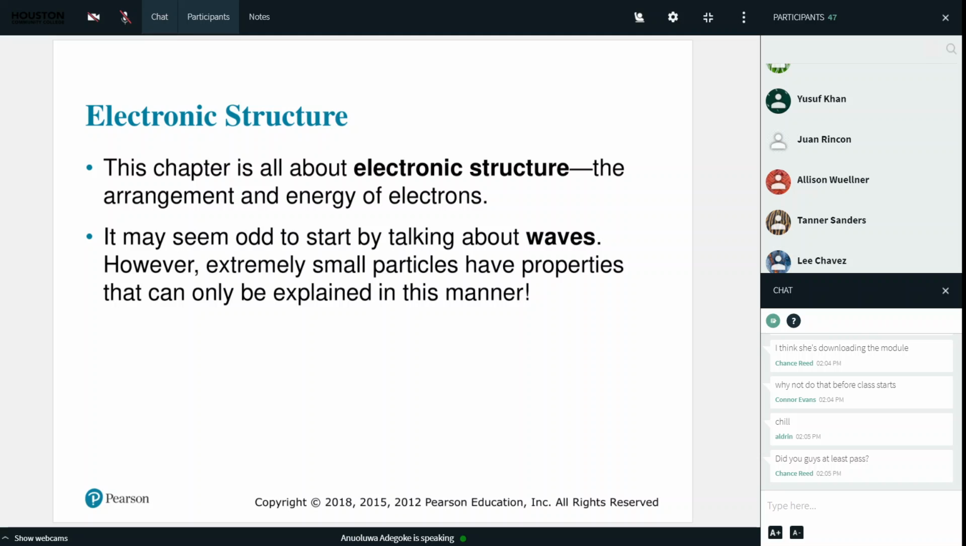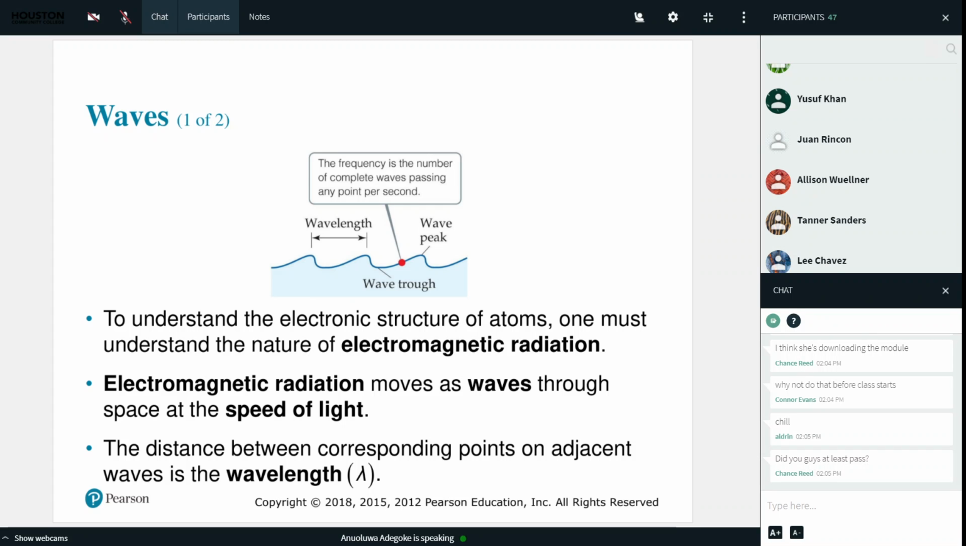All right, so we're going to start off with looking at some theories that scientists came up with to describe the electronic structure of atoms. When you hear the word electronic structure, it's just talking about the behavior of electrons in atoms. Before we talk about that, we look at what we call electromagnetic radiation, and it helps us to understand the electronic structure of atoms.